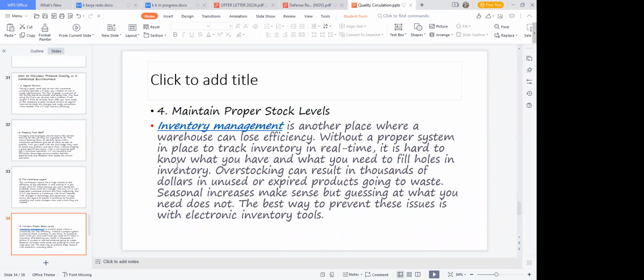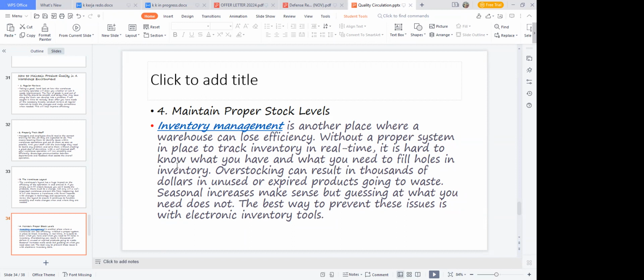The stock level. We cannot keep too much stock at one time. There is a standard distance between the roof and our product. We cannot keep our product until it touches the roof, because the high temperature from the roof can affect the quality of the product.